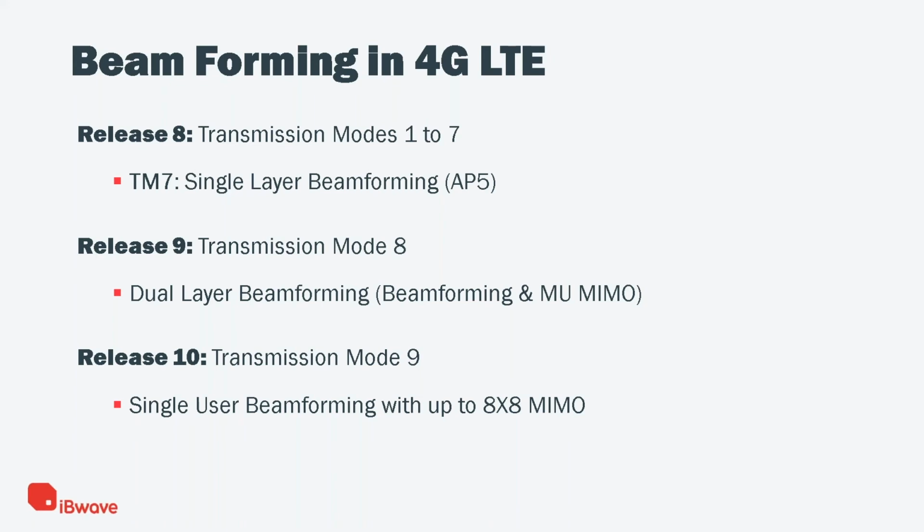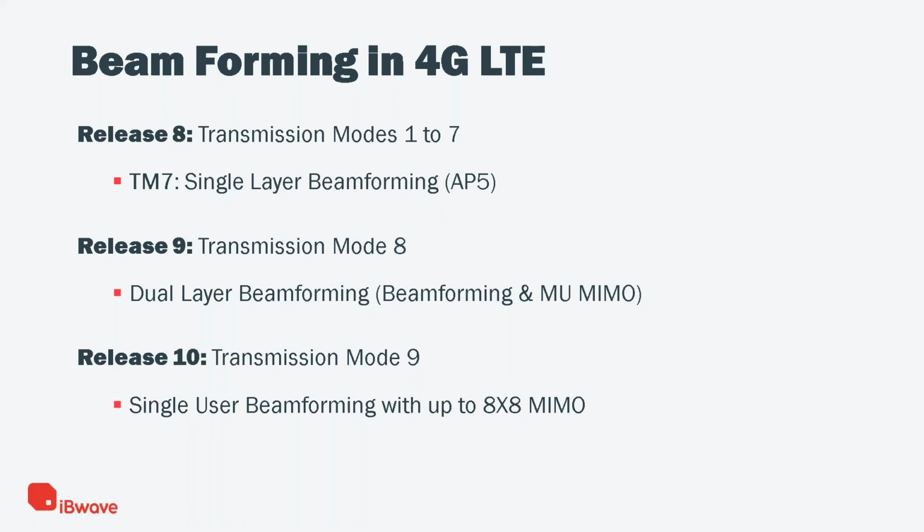In release 9 of 4G, the beamforming was enhanced with another transmission mode, which is transmission mode 8. And this transmission mode 8, it is called dual layer beamforming. With dual layer beamforming, we can send actually 2 beamformed signals to one particular user, which is a MIMO user, or we can also send one beamformed signal to one user and another beamformed signal to another user. This is the so-called beamforming and multi-user MIMO application.